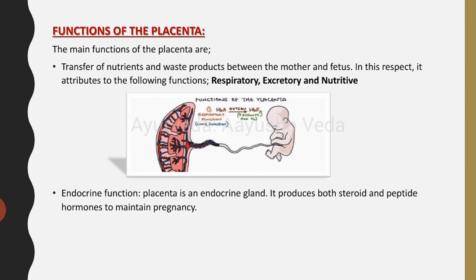And it also does the endocrine function. Placenta is an endocrine gland. It produces both steroid and peptide hormones to maintain the pregnancy. It also acts as a barrier and immunological factor, means it helps in the maintaining of the immunology of both the fetus and the mother.